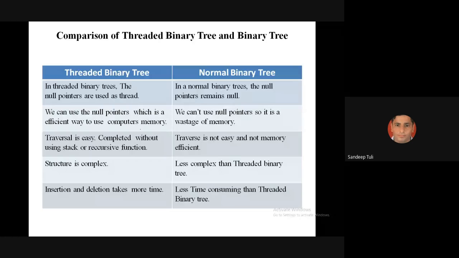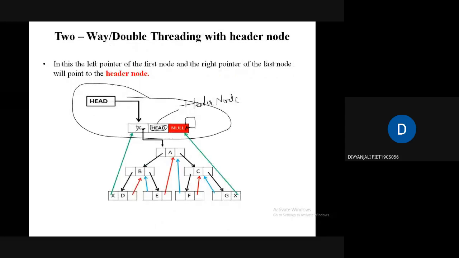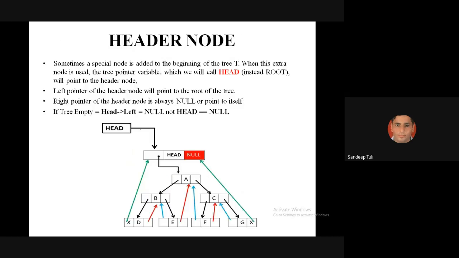Now some comparison between threaded binary tree and normal binary tree. Sir, but it is written in the previous slide that head equals to null. हाँ लिखा है बेटा, not लिखा है मैंने, देखो not head not equals to. If the tree is empty then head left is null, not head is equals to null. इसको वैसे पढ़ना आप लोग, है ना? हेड नल नहीं होगा.